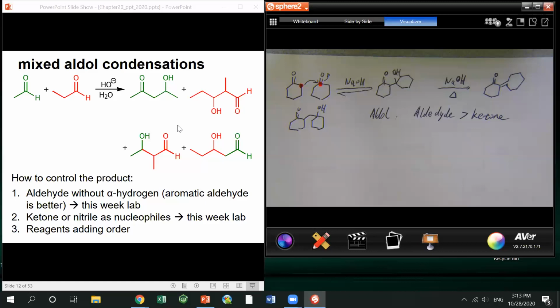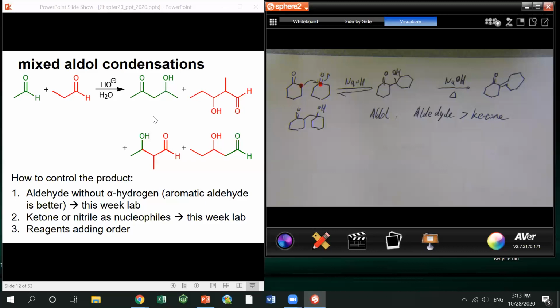But it's pretty useful for the exam and quiz. So we'll practice some mixed Aldol condensation in the discussion tomorrow. That's a very good way to help you learn Aldol reactions. All right, in reality, if you have two different aldehydes or ketones and try a mixed Aldol condensation, you always want to get only one single product. So how do we control the product?